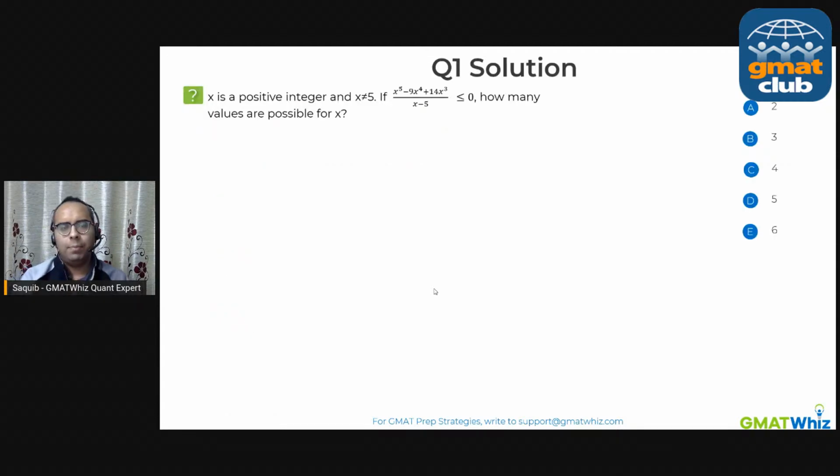Let me focus on what I mean by solving the question in a methodical way. What I've seen is that when most students read the question, they breeze through, read fast. They'll read it like this: if x is a positive integer and x is not equal to 5, and this expression is less than 0, how many values are possible? They read it in one shot, and after reading it, they write down the expression like this and start solving.